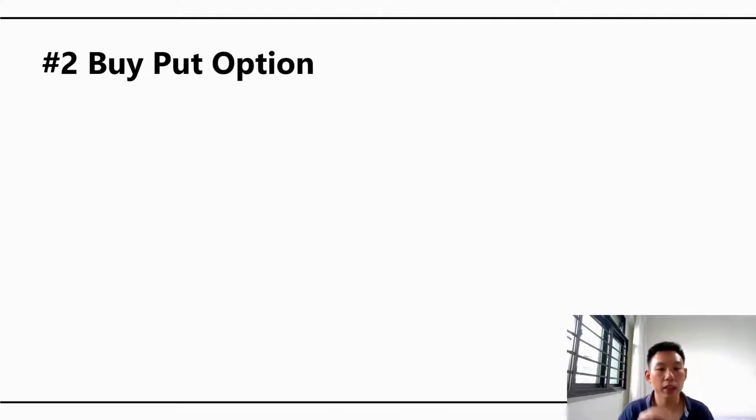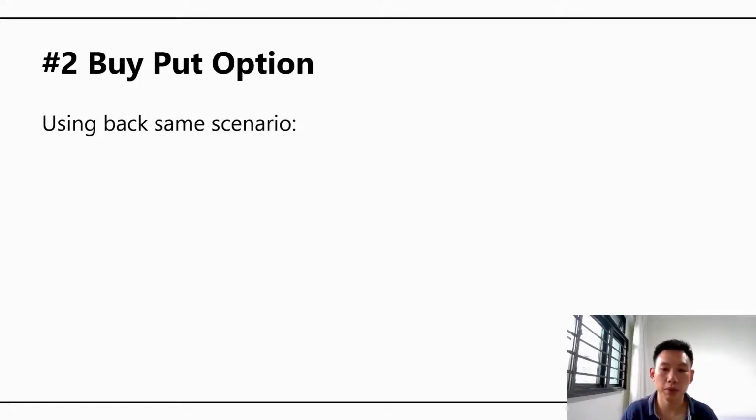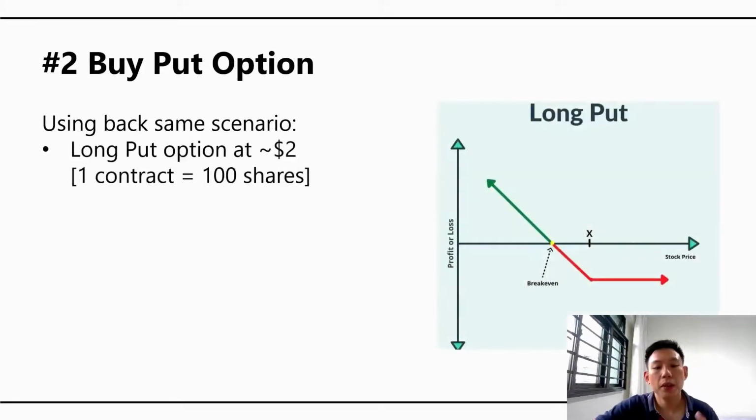The second method to short the market is to buy a put option. Using the same scenario, you can buy a put option for around a $2 premium that expires maybe in March 2023 for a strike price of 60 US dollars. A put option gives you the right to profit when the share price actually goes below the break-even point. There are many things you need to take note of when trading options, and it is a whole course by itself. But I just need to highlight some key points for your reference.